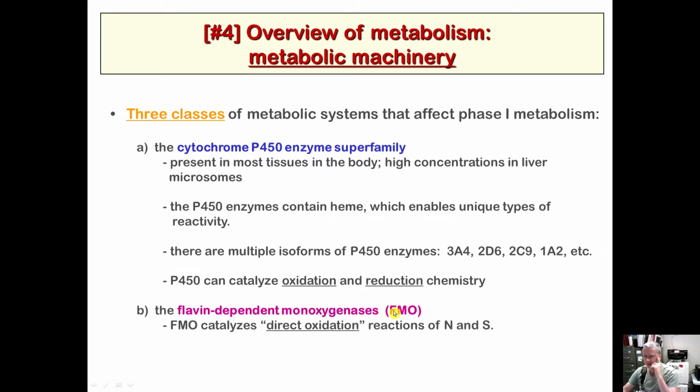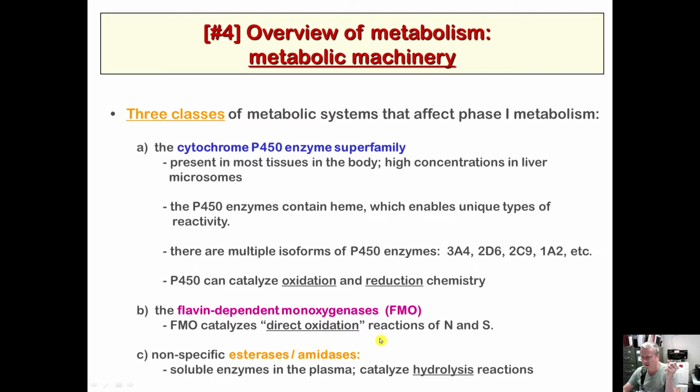And then we have a different enzyme class called flavin-dependent monooxygenases, called FMO. What they do is a little different. They directly oxidize a nitrogen or sulfur atom. Usually P450 oxidizes a carbon, like maybe a carbon next door to a nitrogen, or a carbon next door to an oxygen or sulfur. So this can be a little different. That's why we call this direct oxidation.